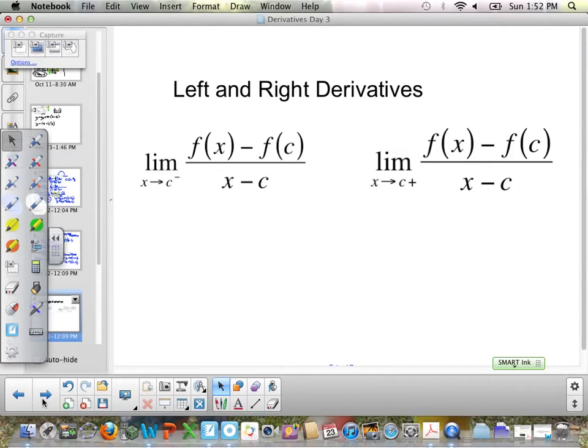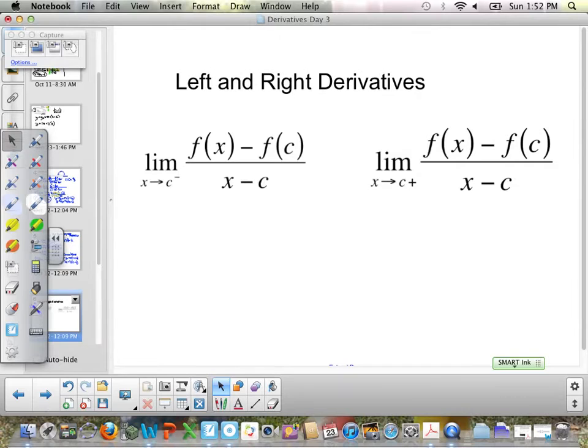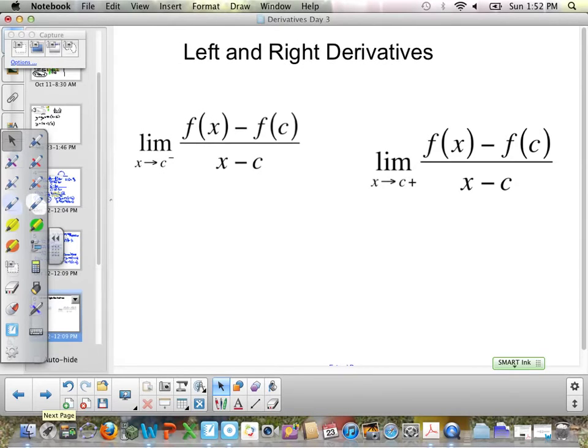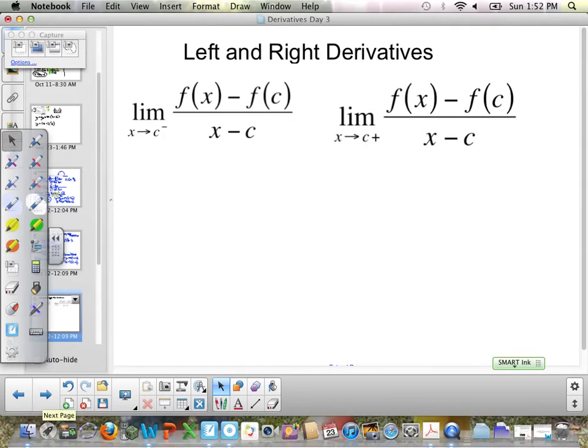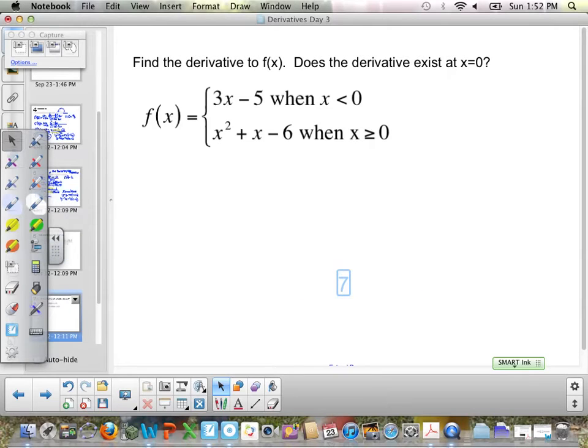All right. And I kind of alluded to this yesterday. The derivative doesn't exist if we have a sharp turn, because we need to have left and right approach the same value. So here are the alternate definitions for left and right derivatives. These are used more specifically for piecewise functions, so we can make sure the left and the right piece both approach the same value. Well, let's take a look at an example here.